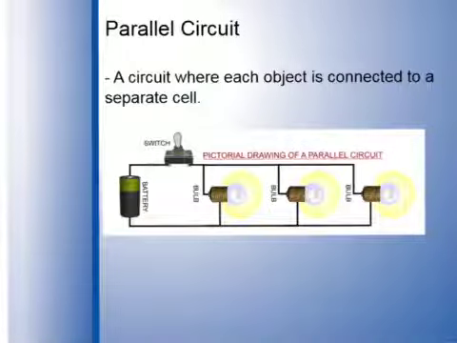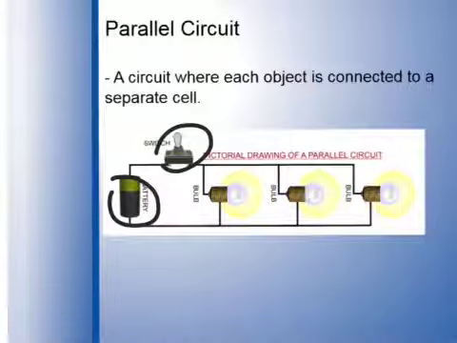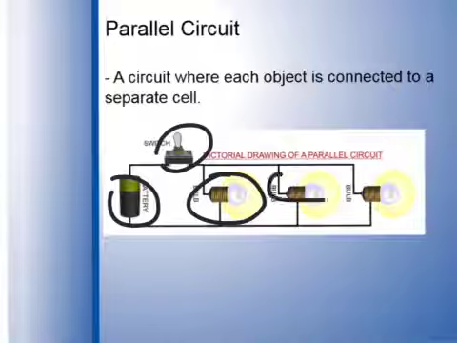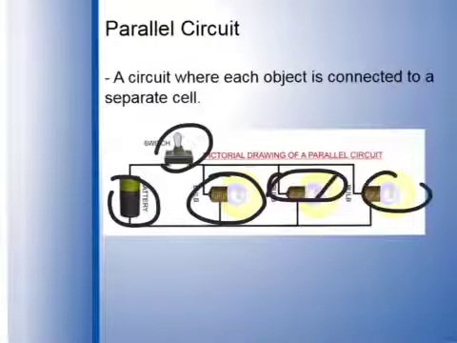Let's look at how electricity moves now. First, we'll talk about parallel circuit. Parallel circuit is where each object is connected to a separate cell. If you look here, here's your battery. Then you have your switch, and each one is individual. So if one goes off, the other two will still light.